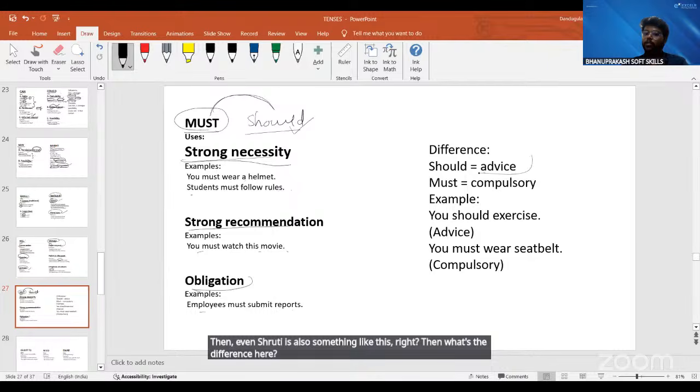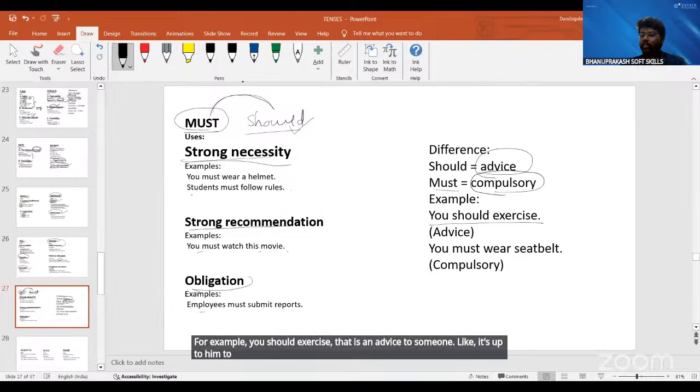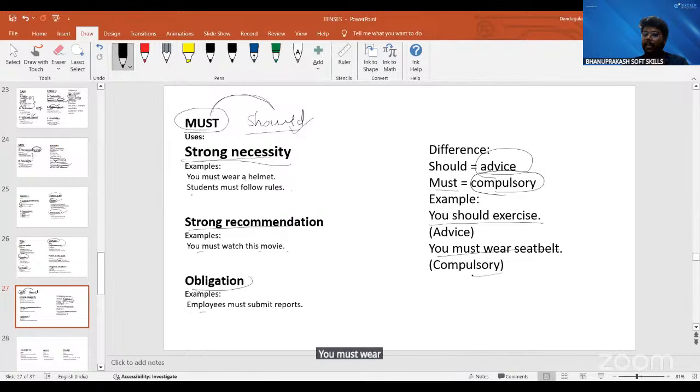So should is used for advice, but must is used for compulsory things. For example, you should exercise. That is an advice to someone. Like it's up to him to take that advice or not. But you must wear a seat belt is a compulsory part.